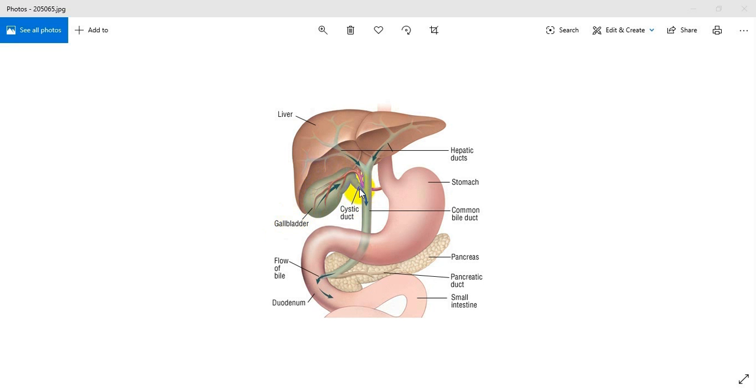This part from here to here is called the common bile duct. If obstruction occurred here with inflammation to the gallbladder, it is called cholecystitis. It is inflammation to an obstructed gallbladder. But if obstruction occurred here in this part, mostly here, and inflammation occurred, it is called cholangitis, inflammation to the common bile duct.